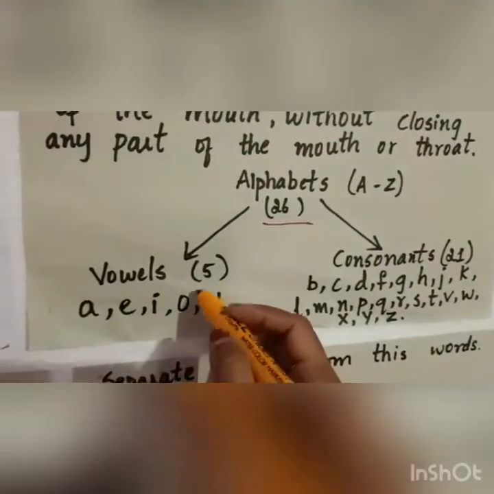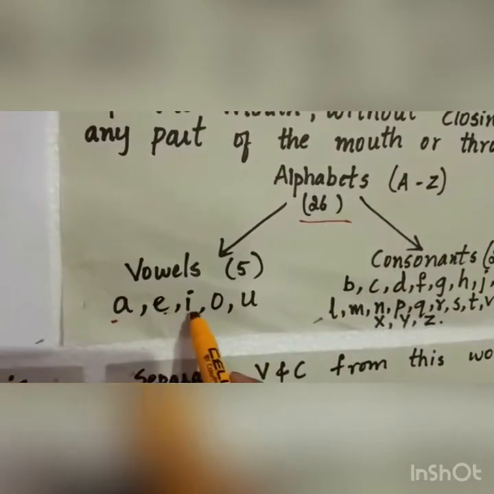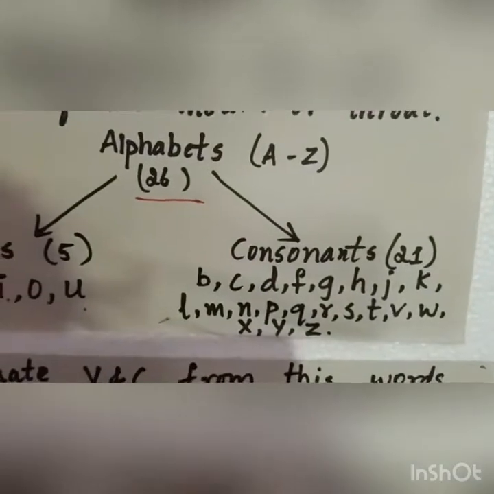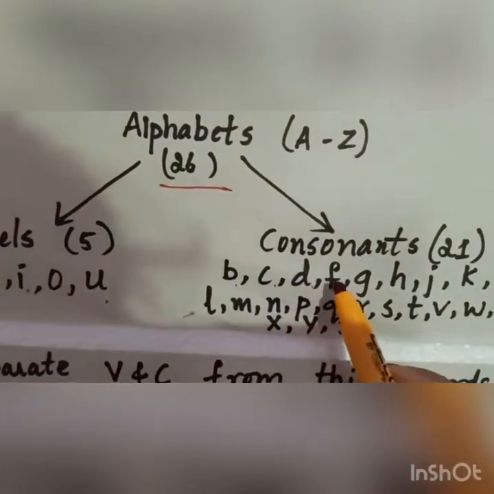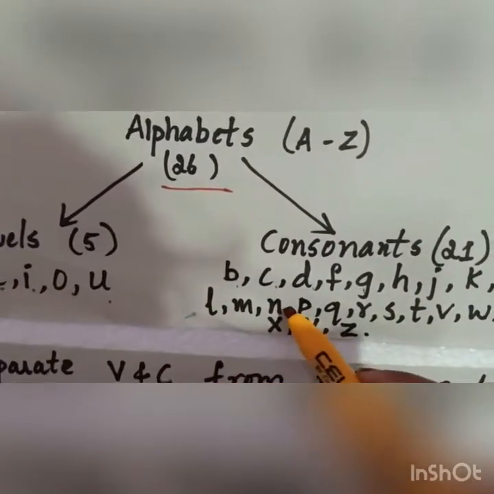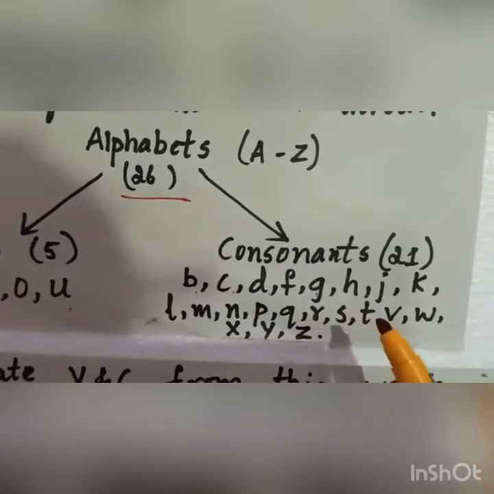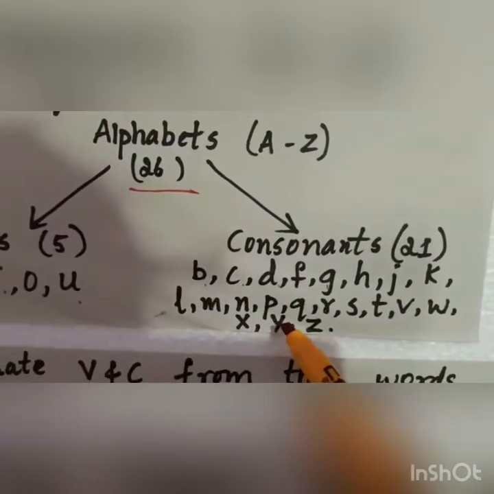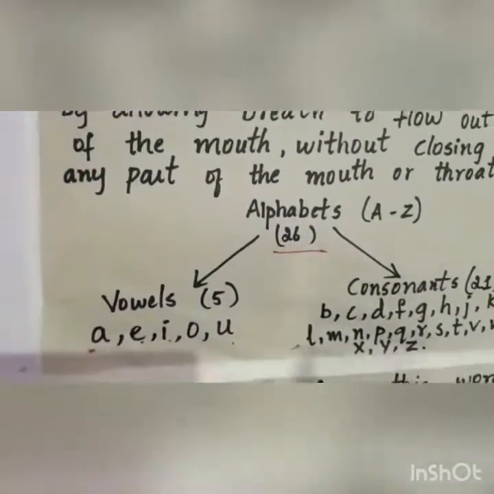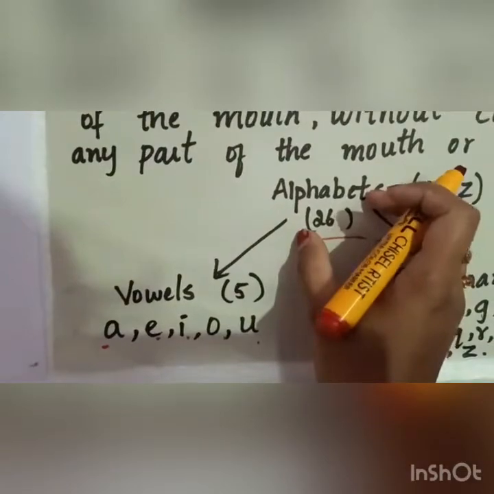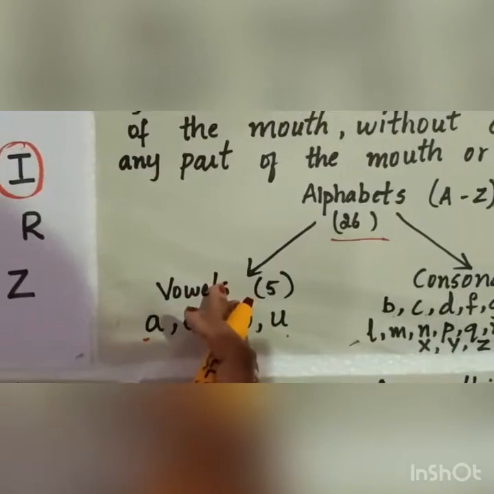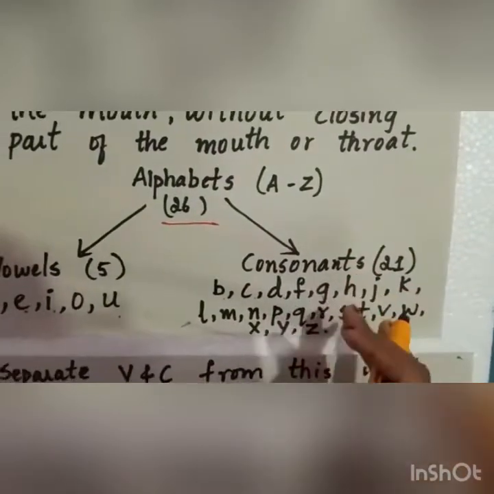See, in alphabets from A to Z we have 26, right? And we have 5 vowels, that is A, E, I, O and U. How many consonants we have? 21 consonants. B, C, D, F, G, H, J, K, L, M, N, P, Q, R, S, T, V, W, X, Y and Z. See now, 26 alphabets. In these 26 alphabets, we are removing 5 as vowels, remaining 21 as your consonants.